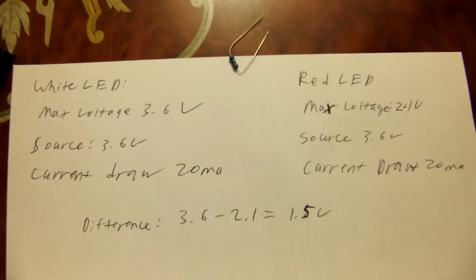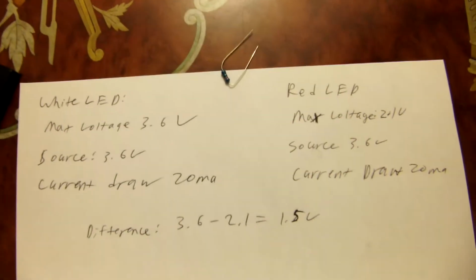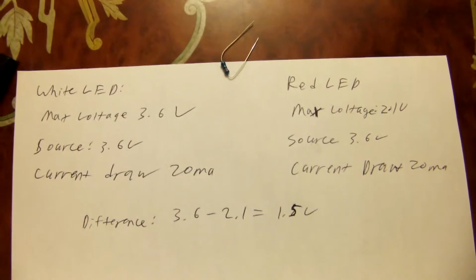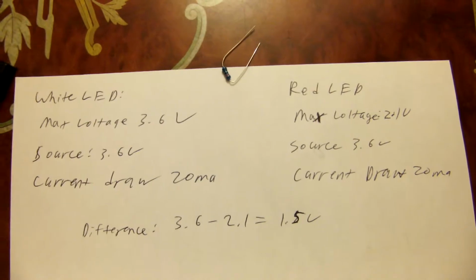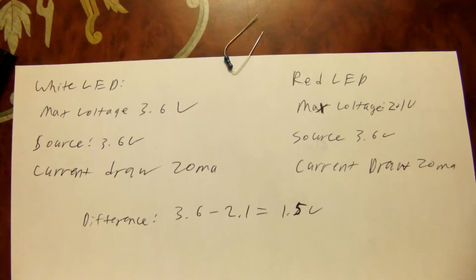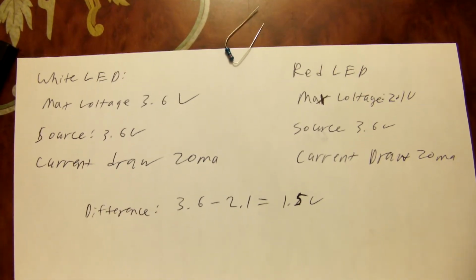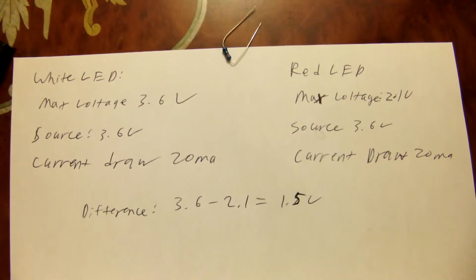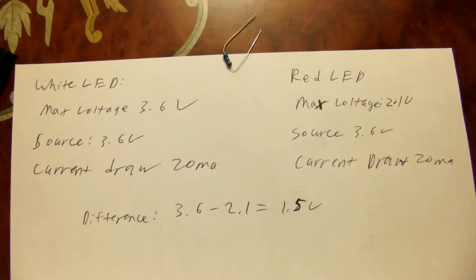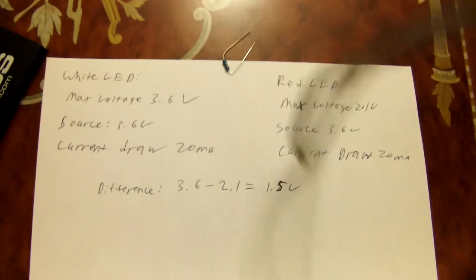And the current draw of the white LED is 20 milliamps. The red LED, on the other hand, has a maximum voltage of 2.1 volts. The source is 3.6 volts. And the current draw is 20 milliamps. So the difference in voltage we have is 1.5 volts. The power source is 3.6 volts, and it's going to be the same for both LEDs.